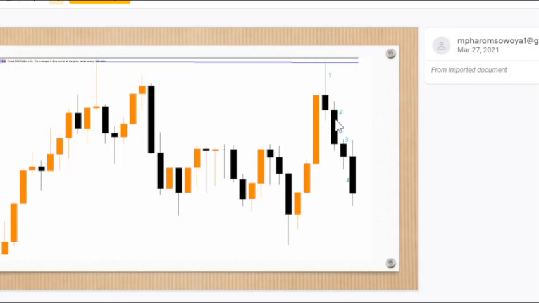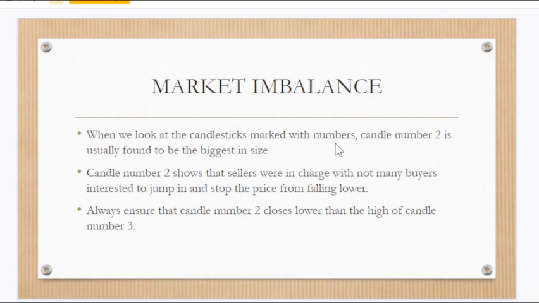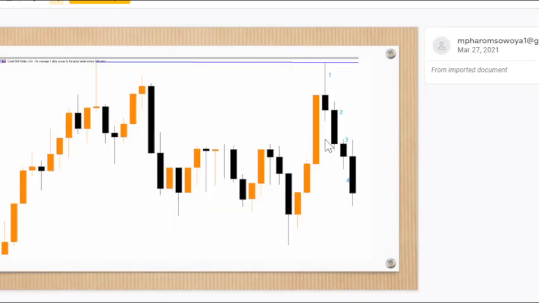It should be the biggest in size. So that's a thing. Candle number 2 shows that sellers were in charge, with not many buyers interested to jump in and stop the price from falling below. Sometimes, depending on the market that you are trading, you must know the market that you are trading.